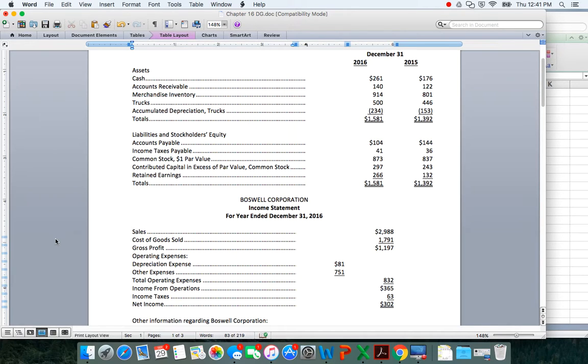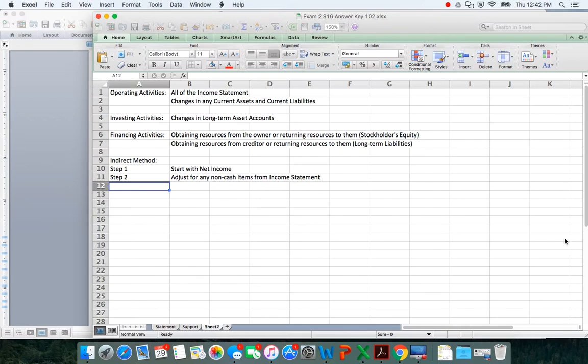Sales, absolutely. We're going to collect cash from those customers. Cost of goods sold, yes, we have to pay cash for that inventory. Gross profit's just a subtotal. Operating expenses, just a title. Depreciation expense: every single time we've recorded depreciation expense, we've debited depreciation expense and credited accumulated depreciation. There was never a point in time where you paid cash for depreciation, and there never will be. Depreciation expense is what's considered a non-cash item.